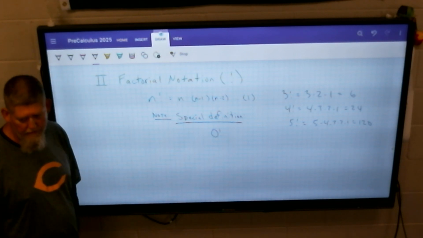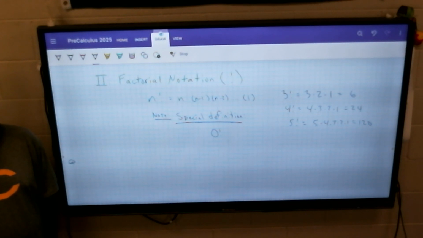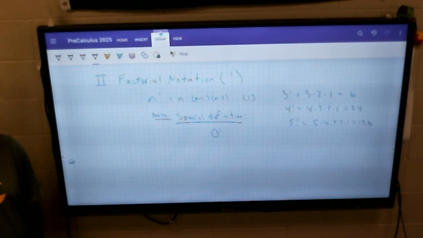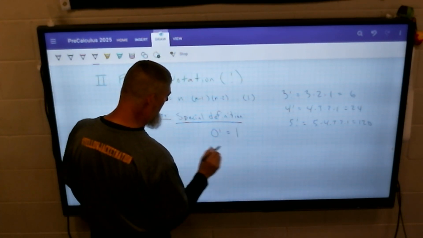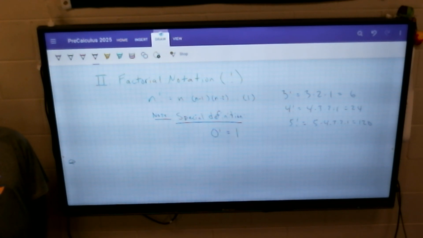0 factorial. Now you would think that 0 factorial would be equal to 0. You would think so, right? But there's a special definition. It's kind of like anything to the 0 power. What does anything to the 0 power equal? 1. So there's a special definition where 0 factorial just equals 1. Anytime you see 0 factorial, it means 1. Okay?